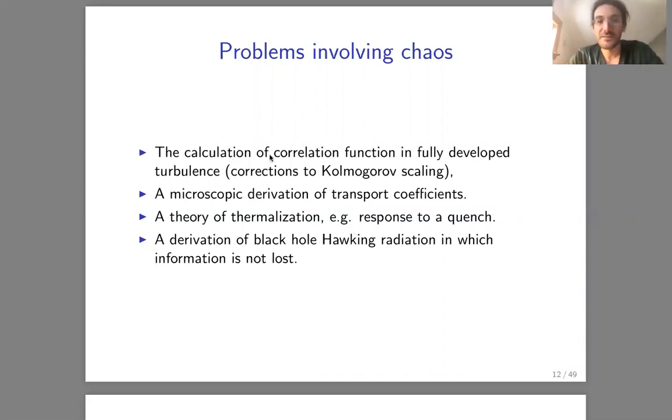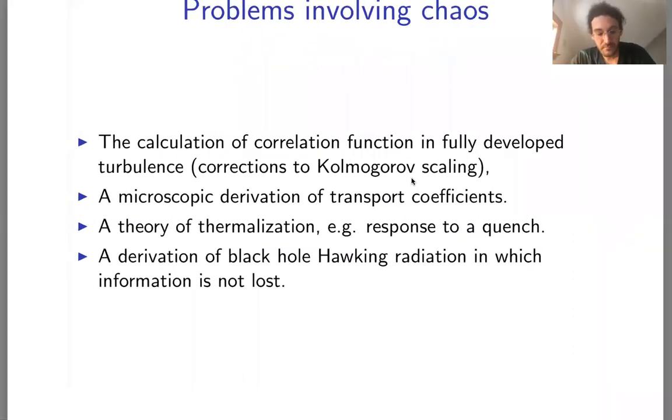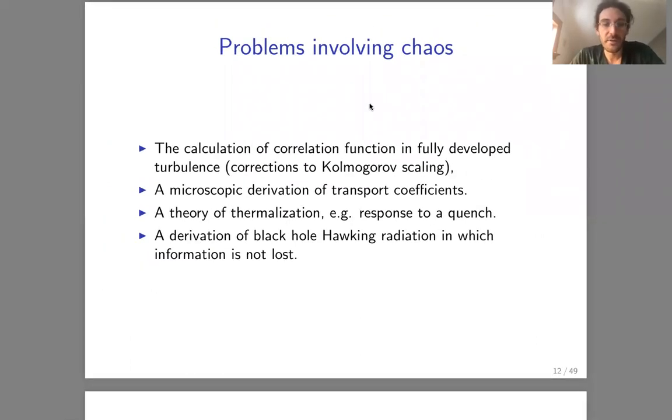However, that's not how the correlation functions actually behave. There are some corrections to these exponents. Just like for anomalous dimensions, there are corrections to the engineering dimensions. And so it's been a long-standing problem to actually have a theory which computes the correlation functions and finds the corrections to Kolmogorov scaling. So that's a classical problem.